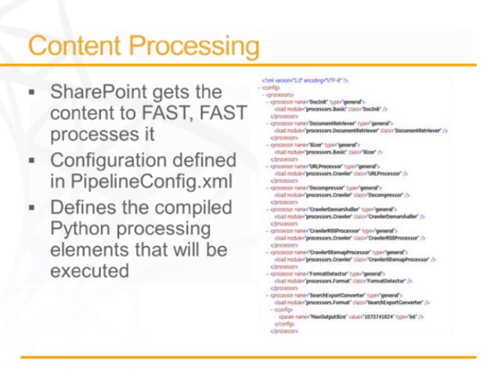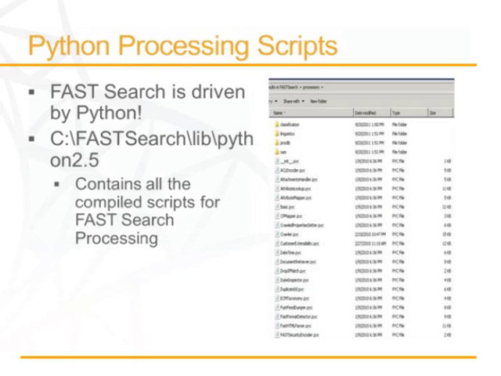Now, if you look at it, the name there is actually the name of a Python script that exists in a processors directory that would get executed for each of the things that happen. And you're kind of looking at it saying, really? Python? Yes, Python. If you go and look in the FAST Search directory under the lib/Python 2.5, you will see each of the scripts that are executed as part of that pipeline.